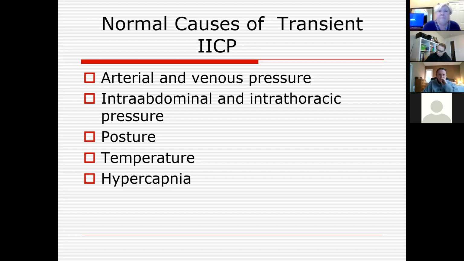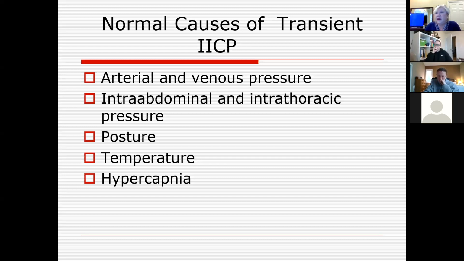Hyperthermia and hypothermia can both cause a transient ICP increase, so we don't want temperature extremes in either direction. Then hypercapnia, remember that's increased CO2. CO2 is a vasodilator, so when somebody becomes hypercapnic, it will cause vasodilatation, which will increase their ICP. So your respiratory system can cause an increase in your ICP.